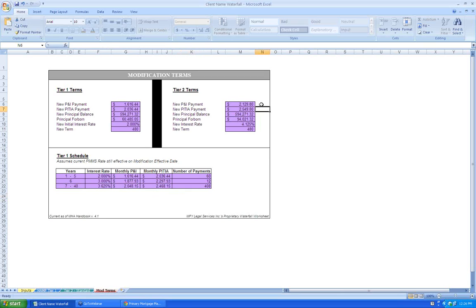Now, the Tier 2 is a little bit different since it's just a fixed rate for 40 years, so there's that information.